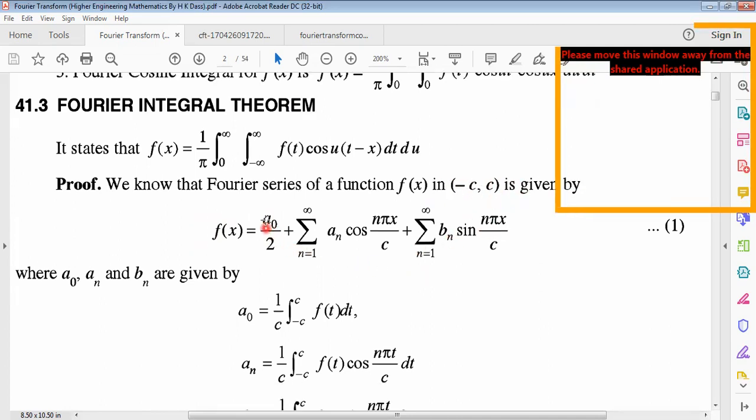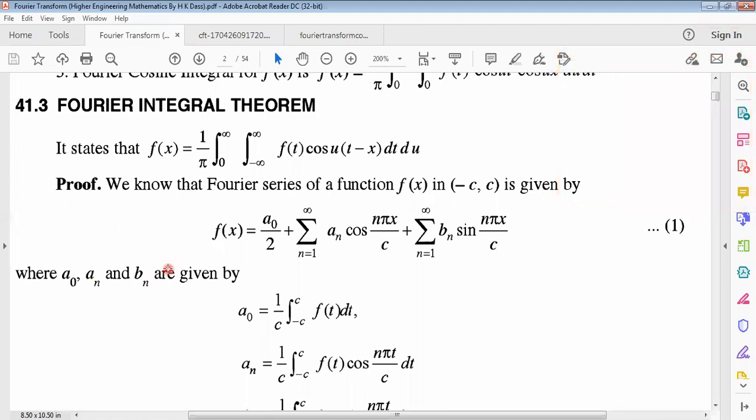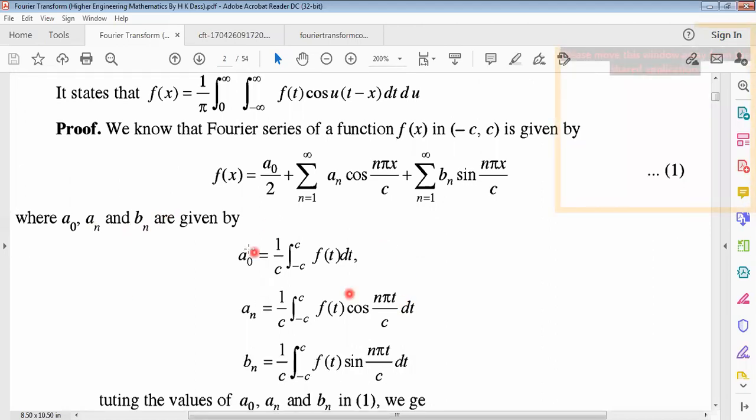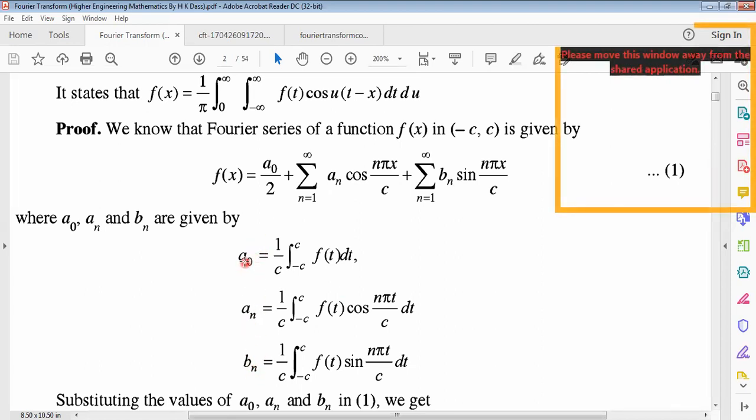Now, where a naught is the cos coefficient of the Fourier series for n equals 0, and a n is the cos coefficient and b n is the sine coefficient of the Fourier series. So, you must know this formula. This is actually Euler's formula for finding Fourier series coefficients.